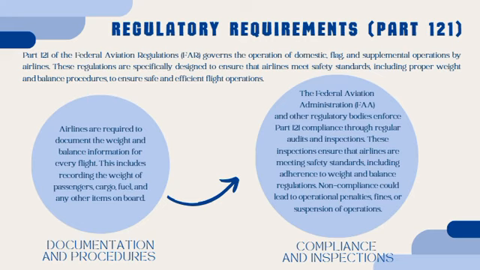Documentation and procedures. Airlines are required to document the weight and balance information for every flight. This includes recording the weight of passengers, cargo, fuel, and any other items on board. Compliance and inspections. The Federal Aviation Administration and other regulatory bodies enforce Part 121 compliance through regular audits and inspections. These inspections ensure that airlines are meeting safety standards, including adherence to weight and balance regulations. Non-compliance could lead to operational penalties, fines, or suspension of operations.